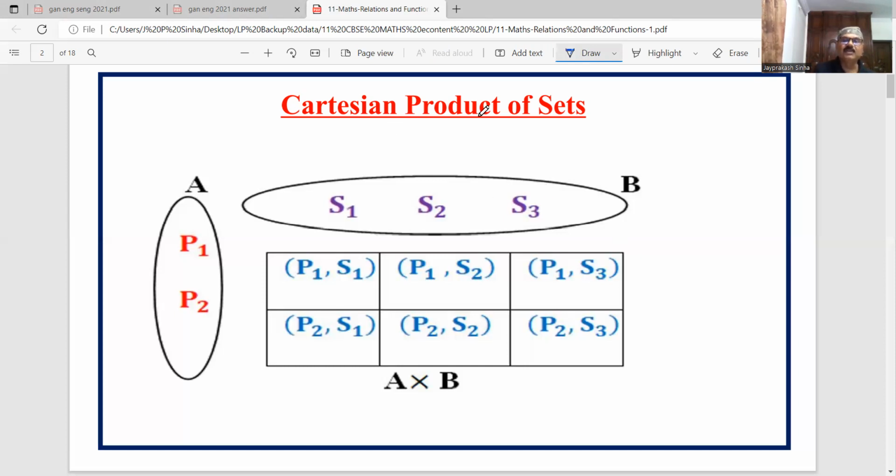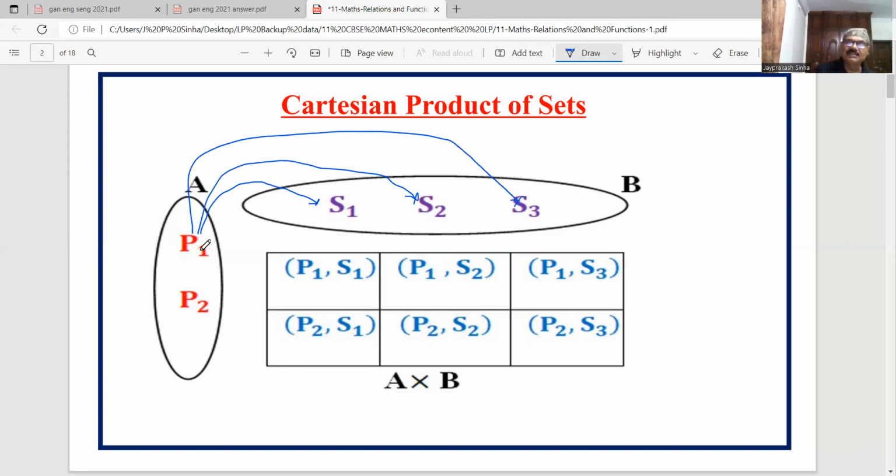If we are taking the Cartesian product of set A with B, then the elements in the set A cross B will be P1, S1, P1, S2, P1, S3. So three elements. When we take the Cartesian product of this first element with S1, S2 and S3, this will become P1 S1, P1 S2 and P1 S3. Correct? Now you will take the Cartesian product for the second element.